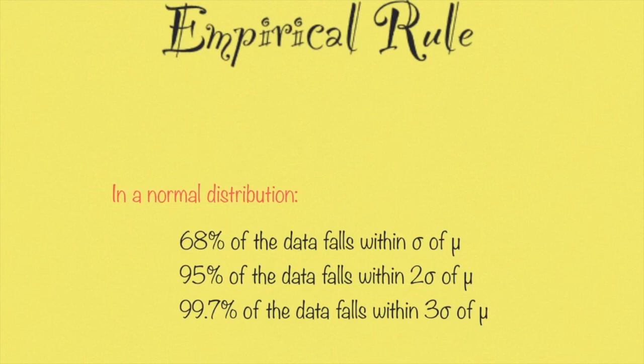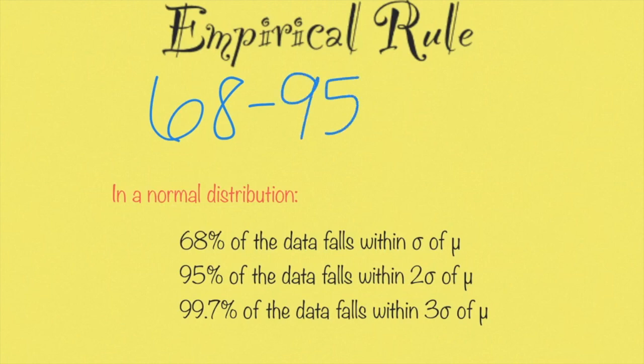Does everybody remember the empirical rule? Say it with me now. 68, 95, 99.7. Yay! This just means that 68% of all the data falls within one standard deviation of the mean. 95% of all the data falls within two standard deviations of the mean, and 99.7% of the data falls within three standard deviations of the mean.